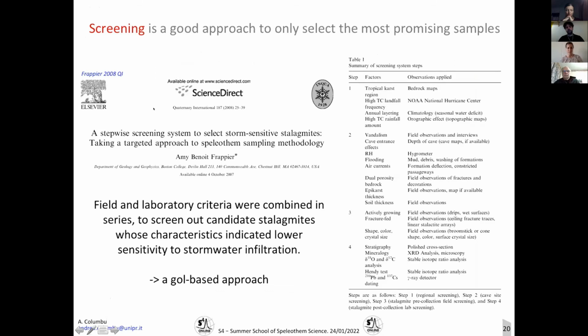For example, in this work from Frappier in 2008, they carried out a goal-based approach. They were interested in reconstructing paleo storms, so ancient storms. So they developed field and laboratory criteria to screen out candidate stalagmites whose characteristics indicate lower sensitivity to stormwater infiltration. So with time and experience, you can develop your personal strategy to only select those speleothems that are the best according to the project you are conducting.